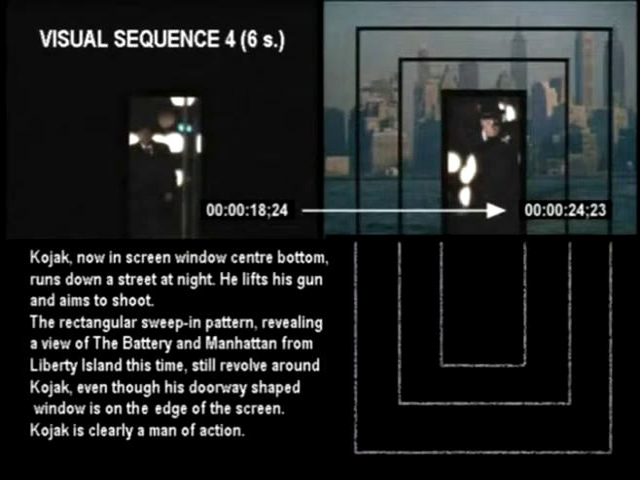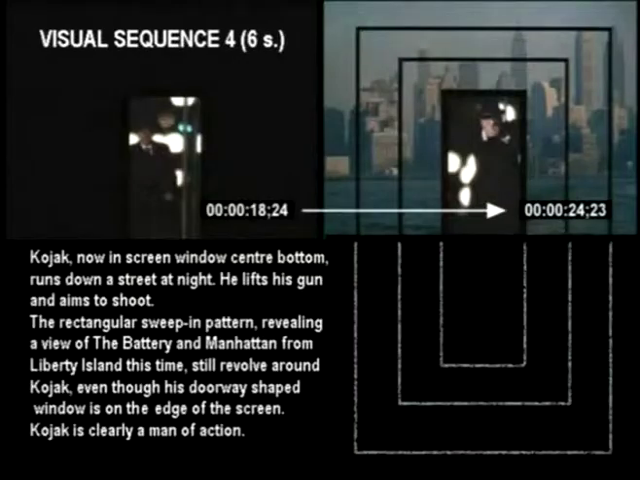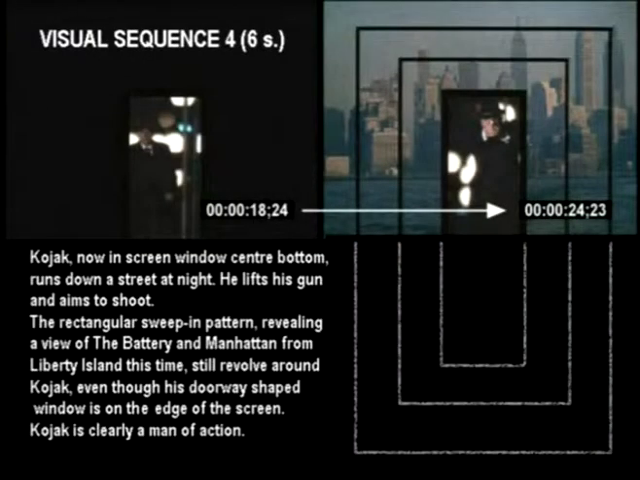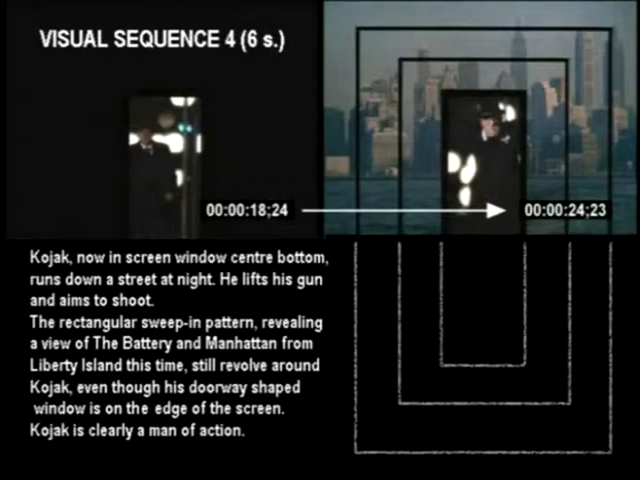Visual sequence number 4, 6 seconds. Kojak's little window is now at the bottom edge in the middle of the screen, and he's running down a street at night. He lifts his gun and he aims to shoot somebody. The rectangular sweep-in pattern, which reveals a view of the Battery and of Manhattan from Liberty Island, still revolves around Kojak, even though his doorway-shaped window is on the edge of the screen.